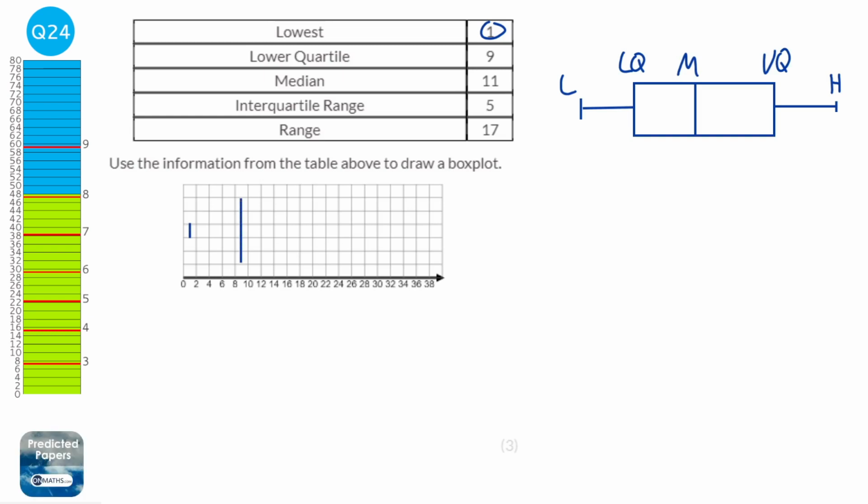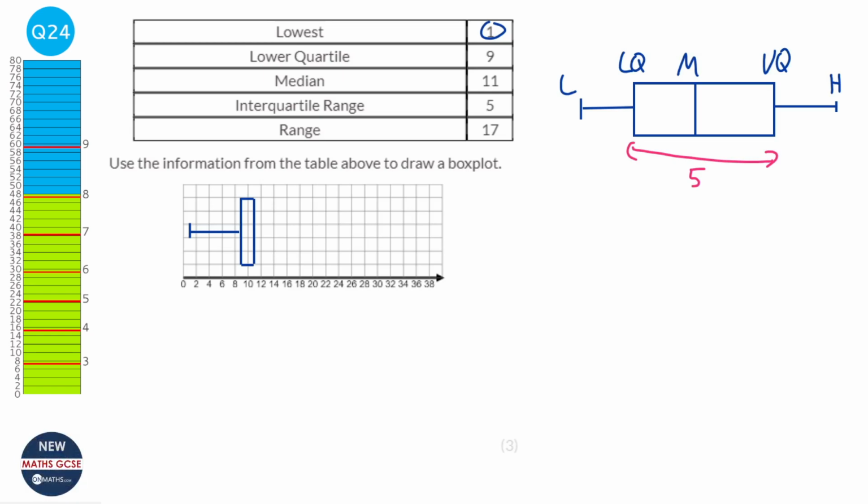So we're just going to start a box there. We're just going to connect these up. There we go. And our median is 11, so we're just going to show that. Quite a thin box plot so far. Now it says the interquartile range is 5. Now the interquartile range is the distance here. So that's 5. So it's going to be 5 more than the lower quartile. If the lower quartile is at 9, it would be 9 plus 5, which will be 14.